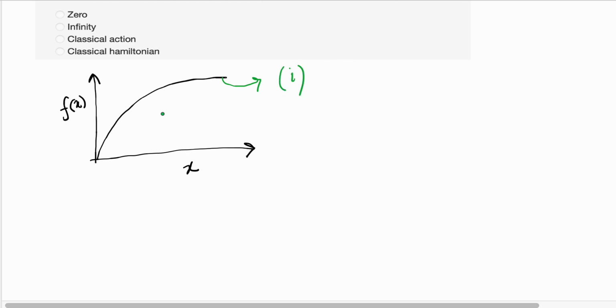One way is you just mention each and every point in this space and what is the corresponding value of y and x. That means you are just mentioning all the values on the curve. One way of description is just mentioning all the values of x and f(x). So that is one way of description.